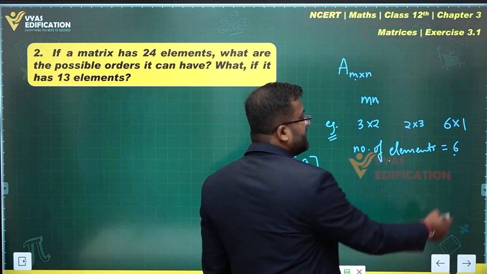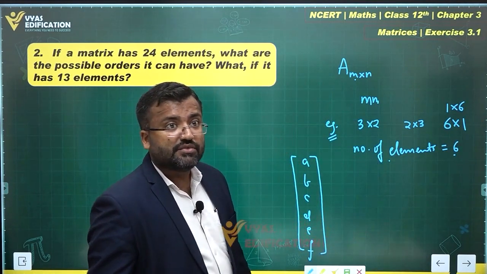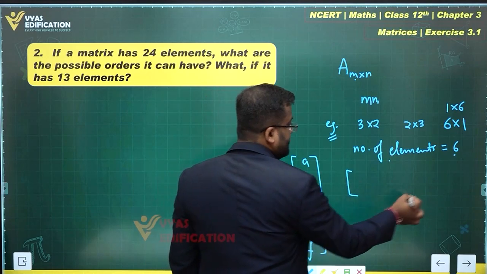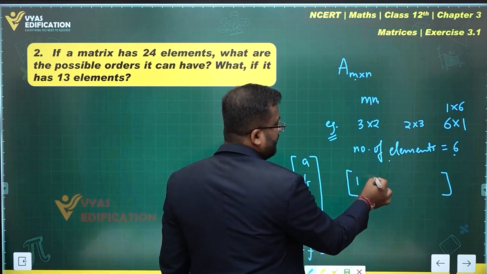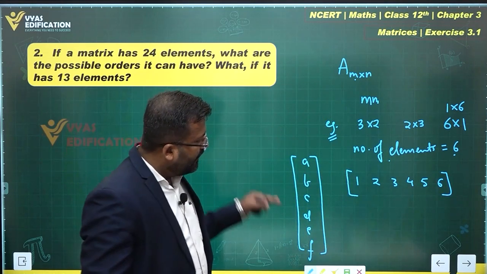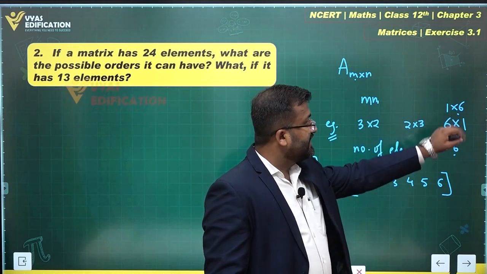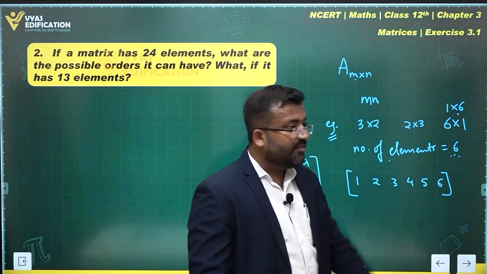Similarly, I can have a matrix having order 1 by 6, that is 1 row and 6 columns. This is a matrix having 1 row and 6 columns, as you can observe, right? And the order is 1 by 6, and yes, the number of elements would be 6.